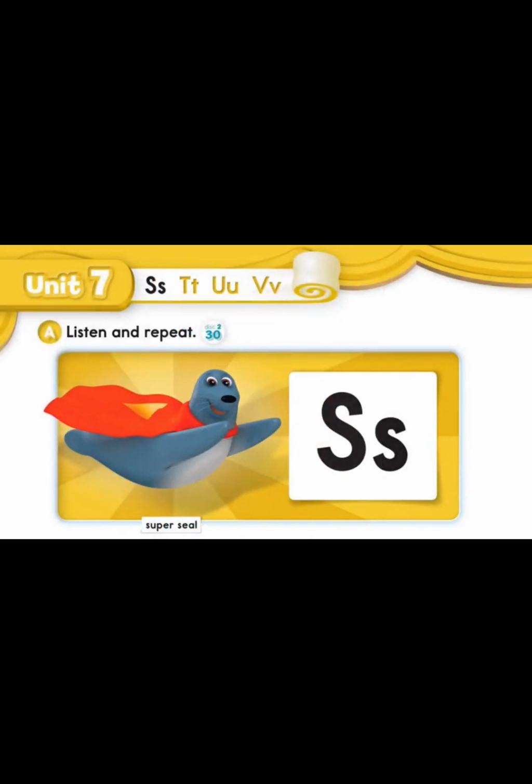Page 64. Unit 7. S, T, U, V. The letter S. A. Listen and repeat. Hi, I'm a super seal. S, s. This is the s sound. This is the letter S. S, s. Super seal. S, s. Super seal. What's the beginning sound? S. What letter is this? S.